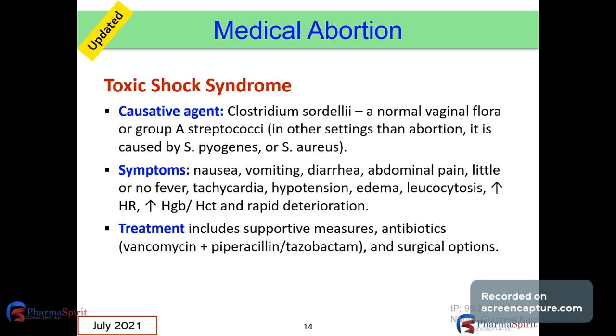In terms of management, the management is mainly supportive. So if there's fever, we can use acetaminophen or ibuprofen. We also need to use empiric antibiotic therapy. And typically we use a combination of vancomycin plus piperacillin tazobactam. This is usually the combination of antibiotics that we use empirically in females who get toxic shock syndrome. In some severe cases, though, surgical intervention may be required. So we either have to do surgical debridement of the uterine tissue, and even in severe cases, the female may have to have hysterectomy.